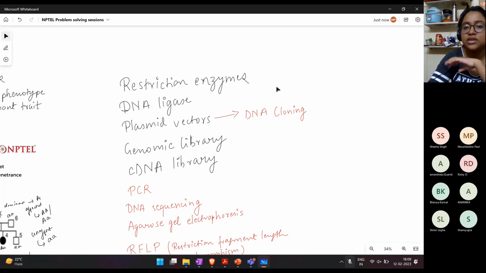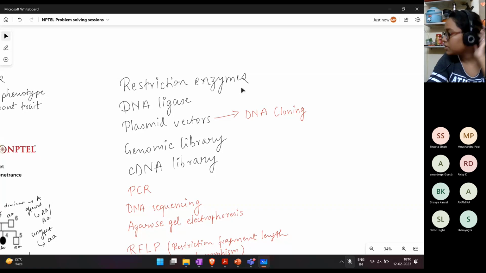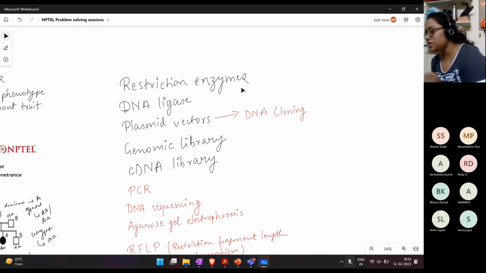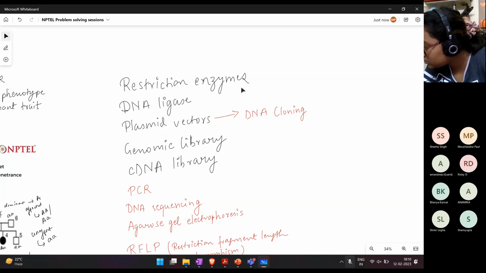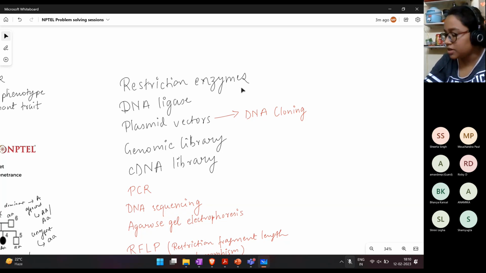So if you are aware, do answer. What do you mean by restriction enzymes? Some enzymes cleave DNA that recognize specific sites. Sorry, there was some overlapping of voices. It was not clear to me. Can you repeat the answer? Ma'am, enzymes that recognize and cut DNA at a specific site or sequence. Okay, you are correct. So whatever Shweta has said, I'm just repeating.